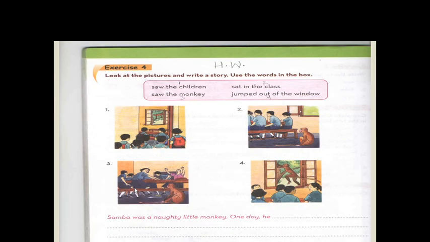Now exercise number 4. Page number 73 we have completed, now come to page 74. Exercise number 4 you have to do as homework on page number 74 in your book. I already marked the numbers 1, 2, 3 here, but you have to do this. You look at the pictures and write a story. Use the words in the box. You can take help from these words and make a story.